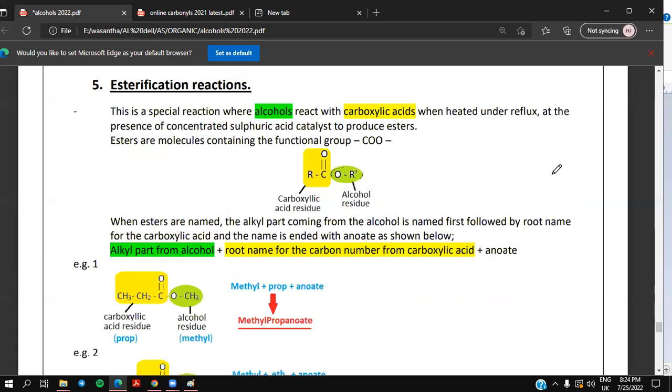We go to the next one, esterification reaction. Fifth alcohol reaction, esterification reaction.